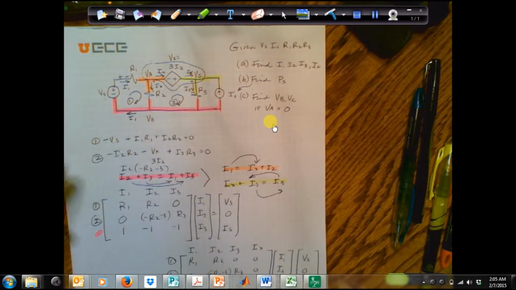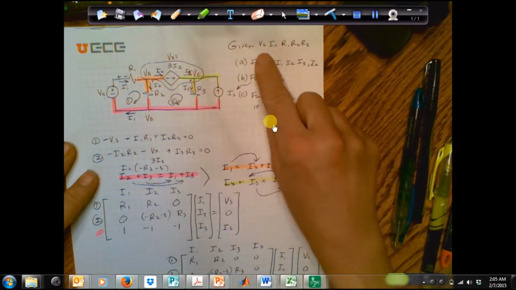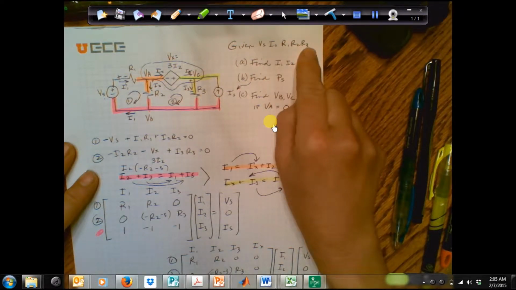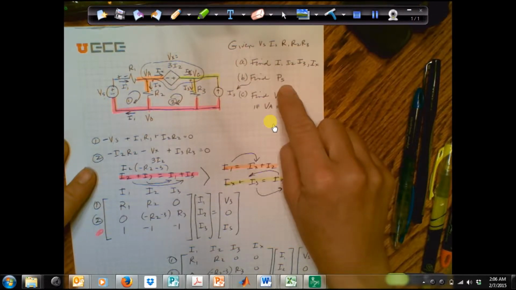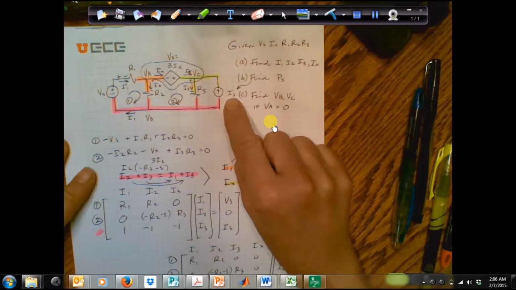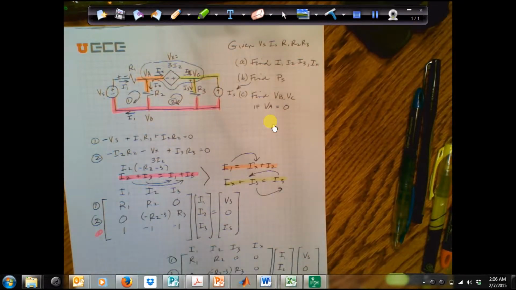Okay, when we first started this problem, we were given Vs, Is, and the resistances, and we were asked to find all of the currents, which we just did. Now we'd like to be able to find the power from this particular source. Well, how do I find power? Let me look in my toolbox of possible equations to use.